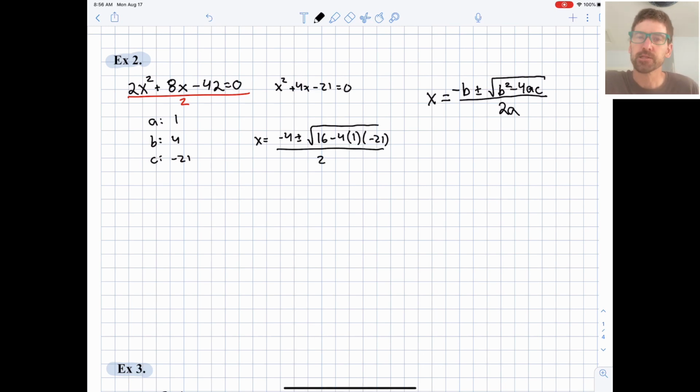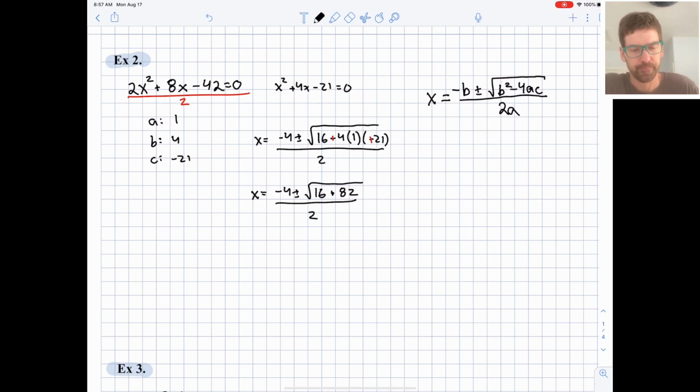Okay, let's, again, not try to do it all at once in our head. Let's try to simplify a little bit at a time and solve for x. Negative 4 plus or minus, big square root, 16. These two negatives are going to cancel out to become positives. So what's 16 plus 4 times 21? That is 82. Is that right? All over 2. Okay, I want to double check that, make sure I'm doing that correctly.